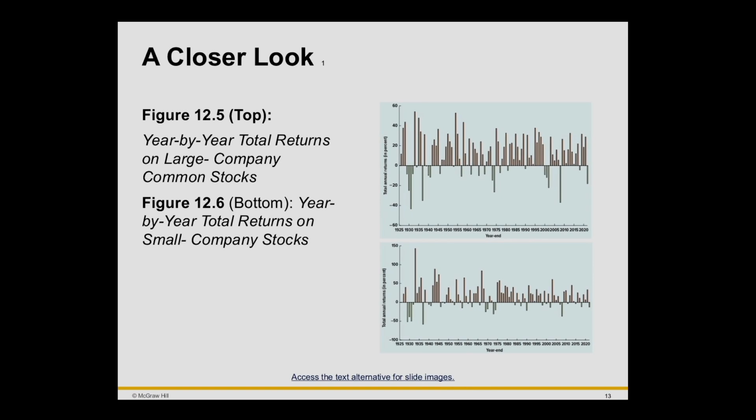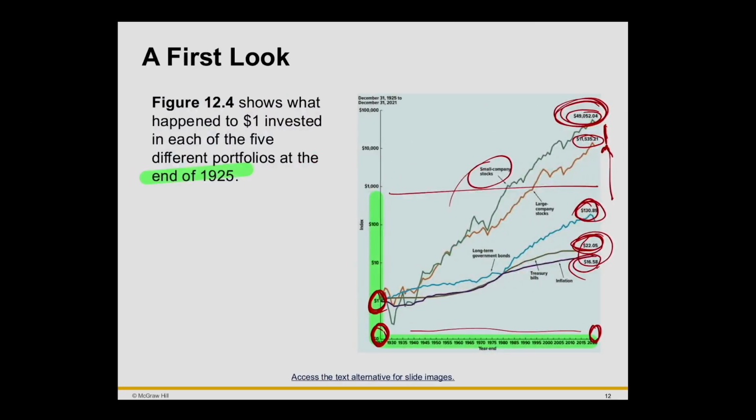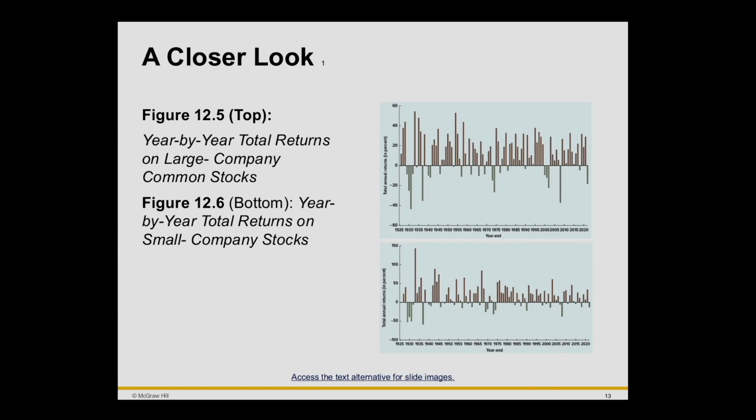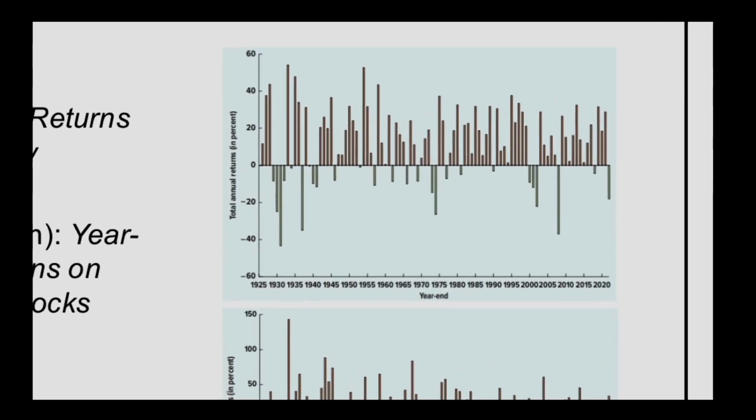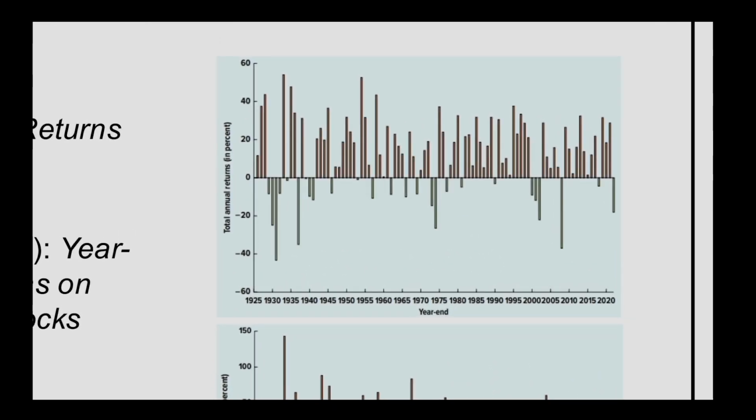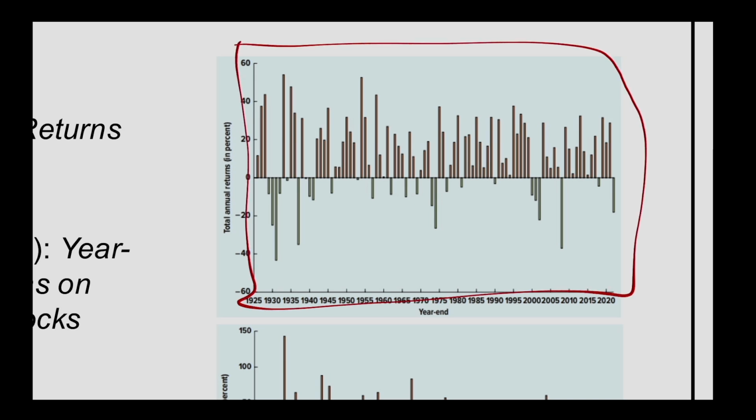So rather than looking at the whole period on a single line, what they've done here is they've said, well, let's take and break it up by year. And so here, I believe we have our large company stocks right here. And again, this is 1925 to 2020.